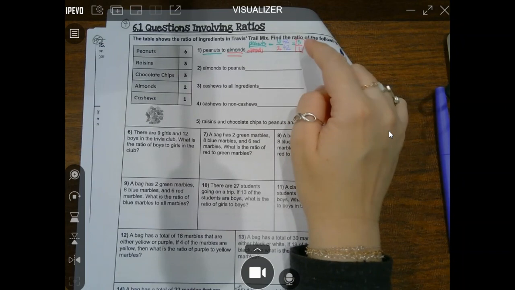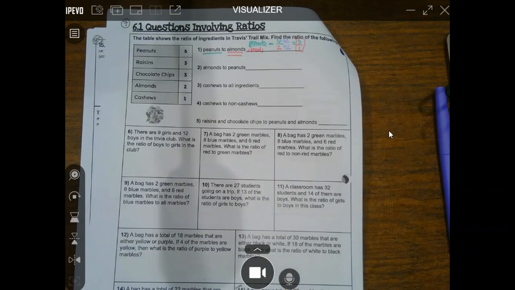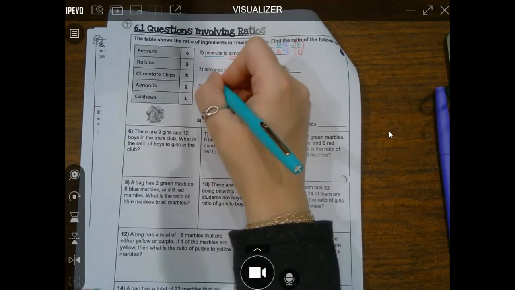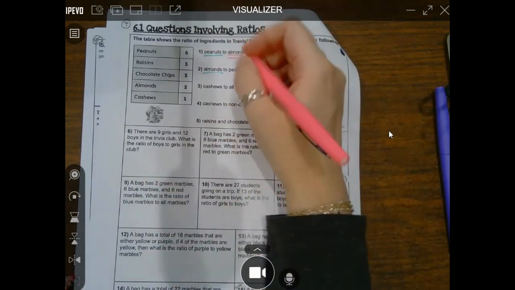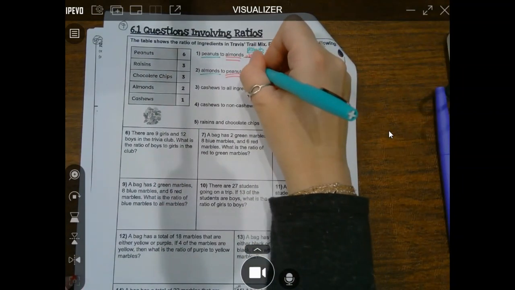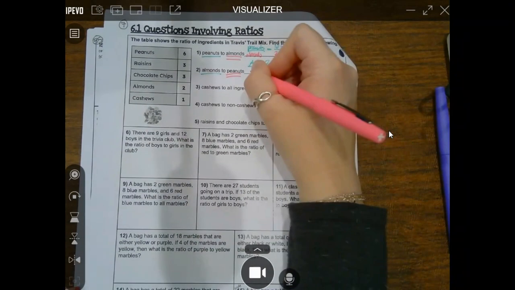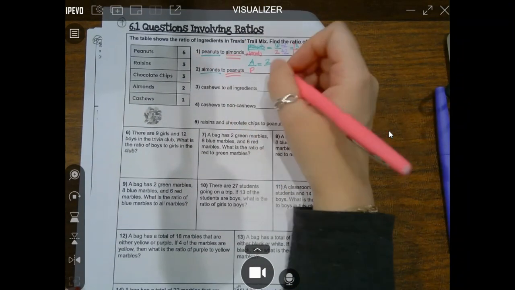Where the top number is talking about the number of peanuts and the bottom number is talking about the number of almonds for that specific problem, because sometimes it changes up. This one wants the number of almonds to peanuts this time. So almonds, we said there was 2 of them, right? And for peanuts, we said there was 6 of them.